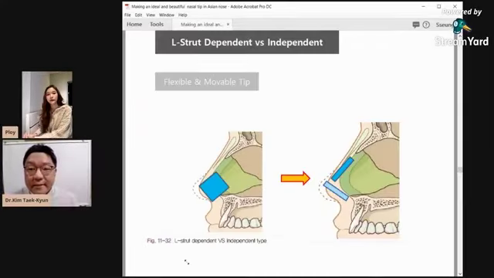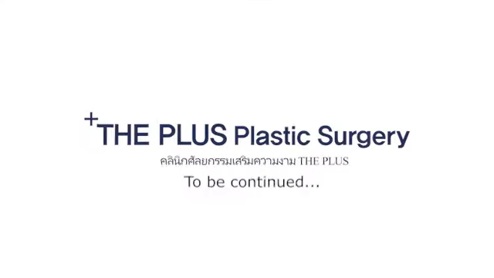And the next slide shows, as I said, 10 years ago, the surgical procedure made the tip stiffer, but with a beautiful shape. But now it's changing. So we divide the dorsal area and the tip area. So there is some buffering, and the tip is more movable nowadays.